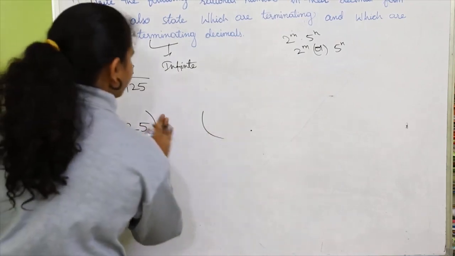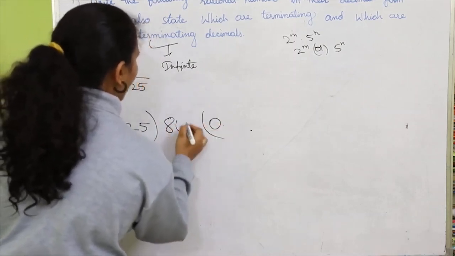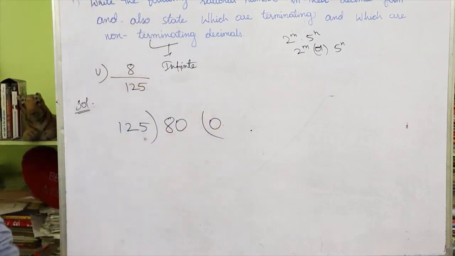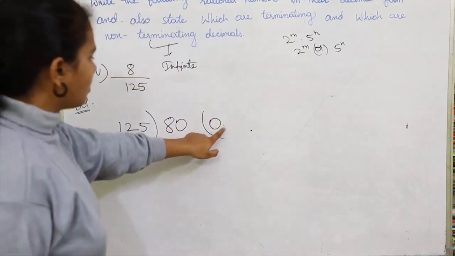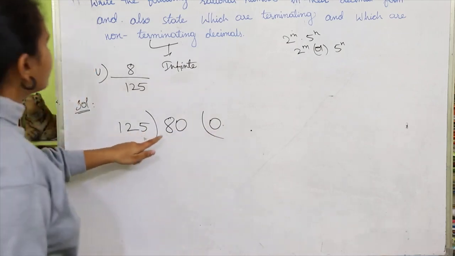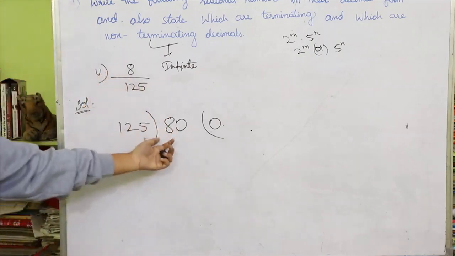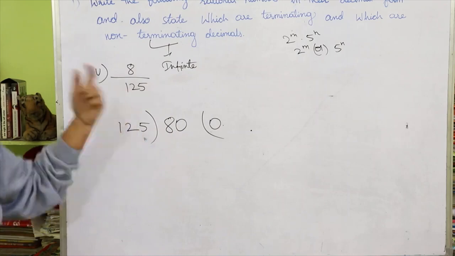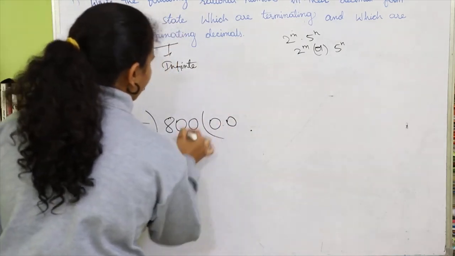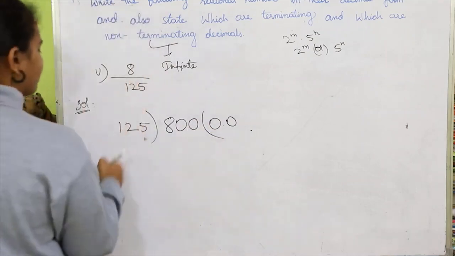Now what do you do? You make 0 and a decimal point over here. Now you add a 0. After the decimal point we are right to add a 0. Clear? Then you need a 0 again because 80 is the dividend and the divisor is greater than the dividend, so you mark another 0. So here you can place a 0. Now you go with the table of 125.